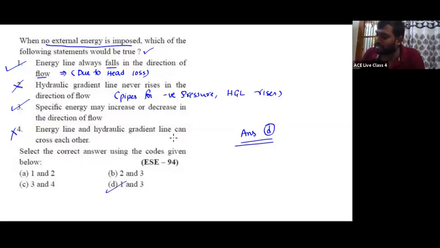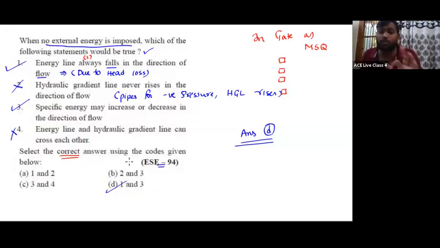See, this is ESE, my dear. In the GATE, this type of question they will give as MSQ. So what they ask is, in MSQ they will give option 1, option 2, option 3 and option 4. So I'll give you the same thing. When no external energy is imposed, which of the following statements would be true? I'll give all four statements and then, in the case of the ESE, select the correct answer using the codes below.